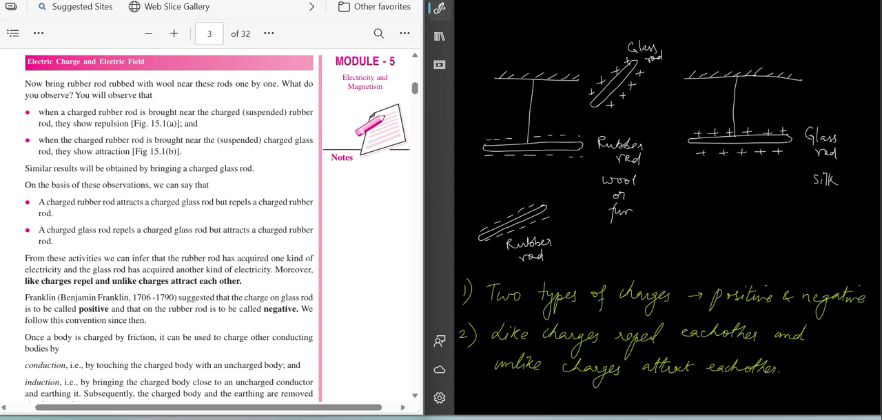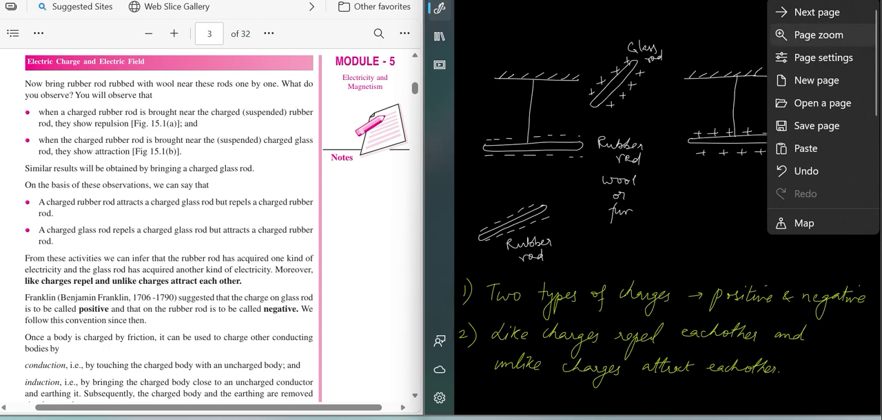Now Benjamin Franklin suggested that charge on glass rod after rubbing with silk be considered positive, and charge on rubber rod after rubbing with wool or fur is considered negative. That's why we follow the same convention even to date. These two are basic properties. Then we will also understand some other properties. Before that, we will understand how to charge a body, electrically charge a body.